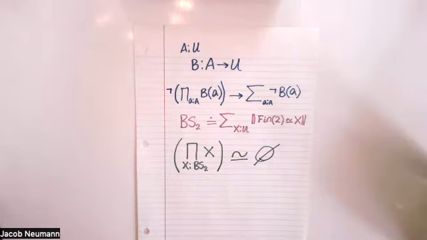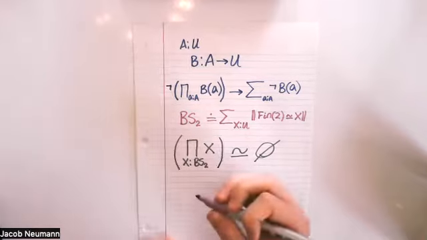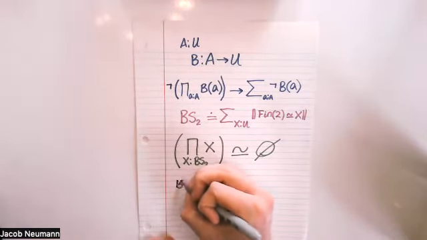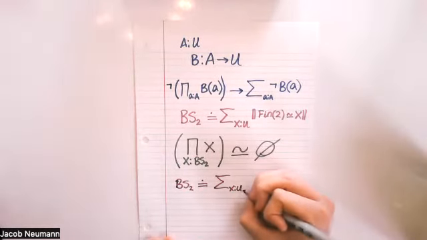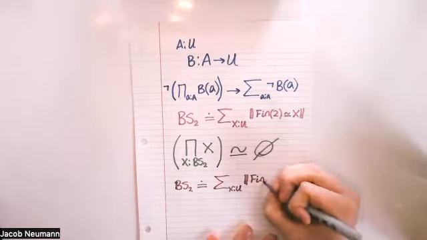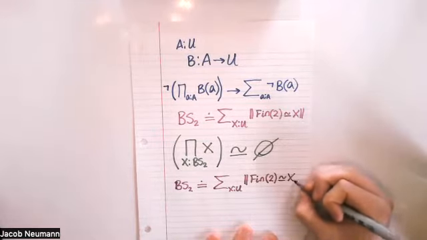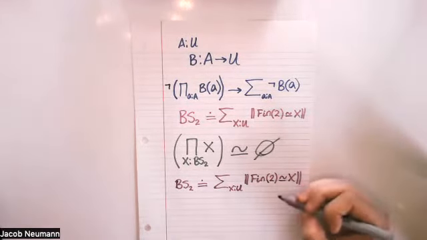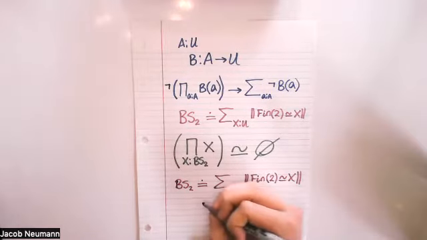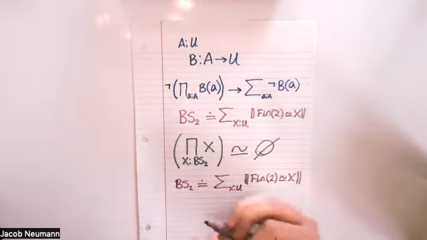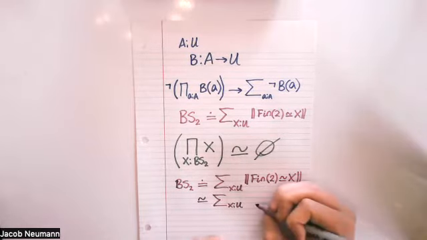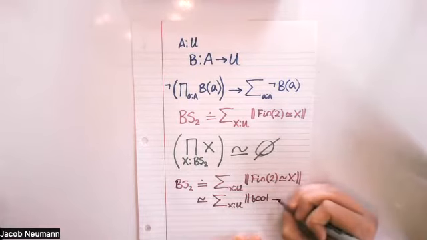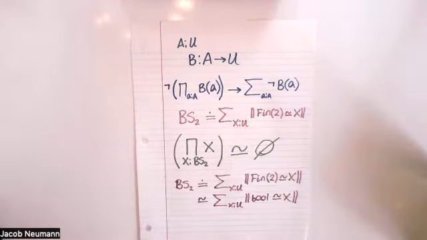And then another point about BS2 that we're going to use is that, let me write this as BS2. So let me recount the definition here again. It's x in u such that merely fin of 2 is equivalent to x. So I'm going to massage this into a slightly more workable form. Fin2, of course, is equivalent to bool. So just because I like the names of bool, I'm going to replace this as merely bool is equivalent to x. So I'm just going to replace fin2 with bool.